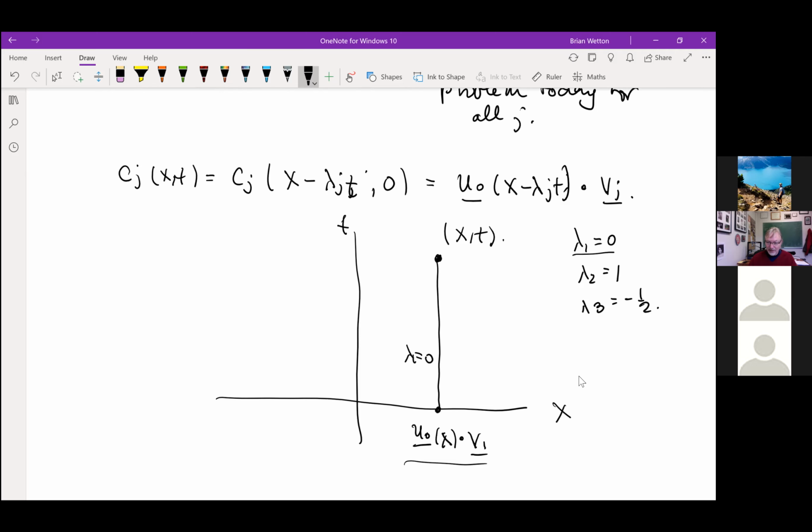Now, unlike in the scalar case, this is not the whole story, because there are other components I have to work out, and they're not all following the same line. They're following different lines. Because if I look at lambda 2 equal to 1, I have to start here and go backwards with speed 1. And here is where I'm going to get the V2 component of the solution. And of course, I get that by looking at the V2 component of the initial conditions.